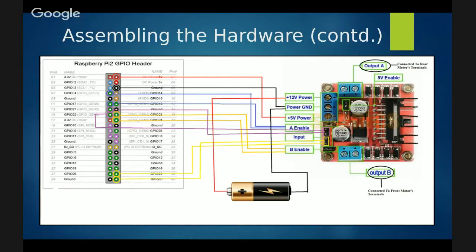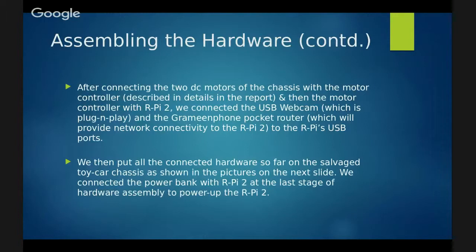After connecting the two DC motors of the chassis with the motor controller and then the motor controller with the Raspberry Pi 2, we connected the USB webcam and the pocket router to the Raspberry Pi's USB ports. We then put all the connected hardware so far on a salvaged toy car chassis that was already shown. We are also showing the toy car chassis on the next slide. We connected the power bank with the Raspberry Pi 2 at the last stage of hardware assembly to boot up the Raspberry Pi 2.